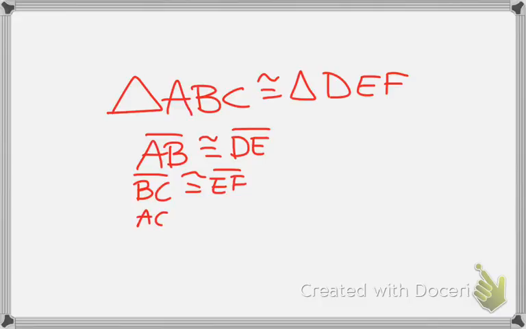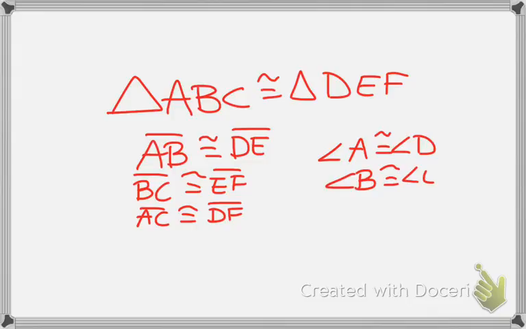AC would be congruent to DF. Angle A would be congruent to, that was a bad congruent sign, angle D. Angle B would be congruent to angle E. And angle C would be congruent to angle F, right? Wasn't that the good old days? And we had to do that.